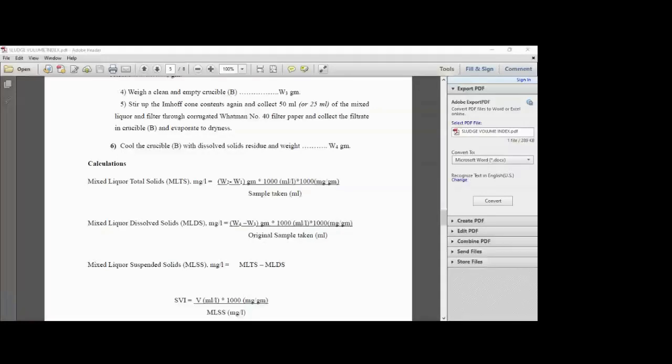So if you get a chance to make a surprise visit as an officer to the plants in your jurisdiction, you can do this very easy test, a visual inspection test. Otherwise, SVI cannot be found in 30 minutes. You require at least 24 hours to find out SVI.